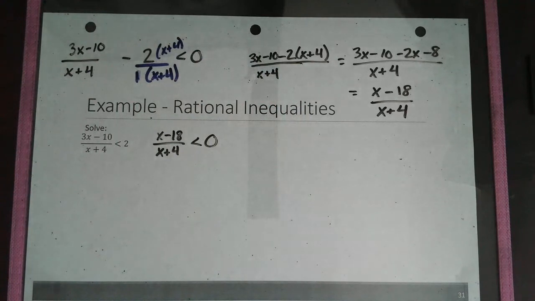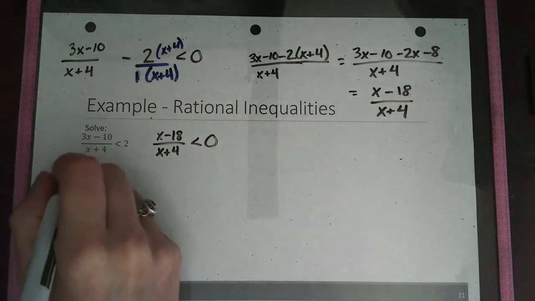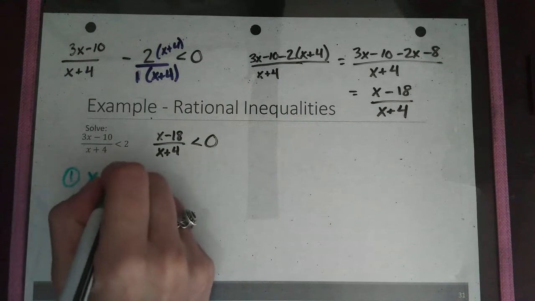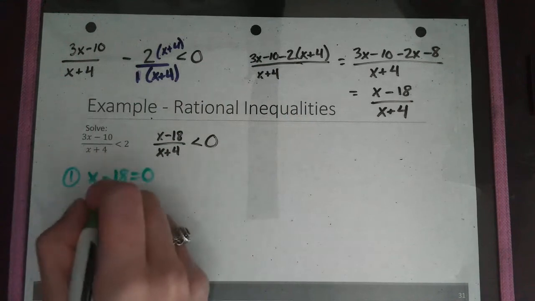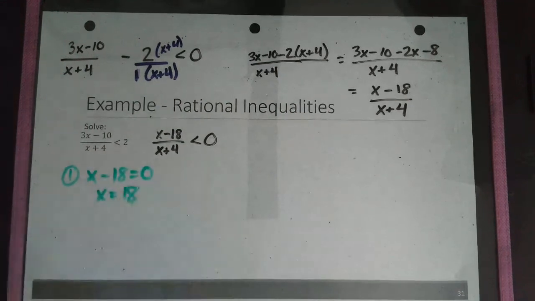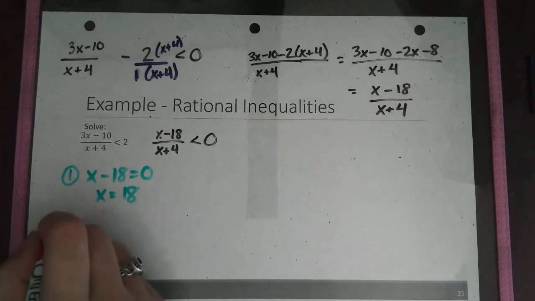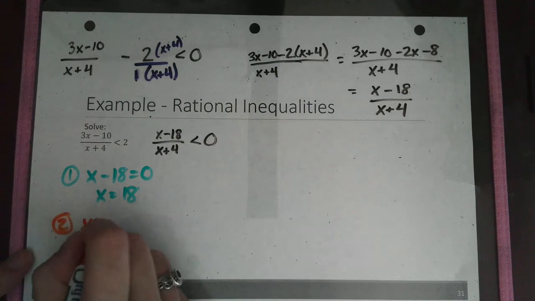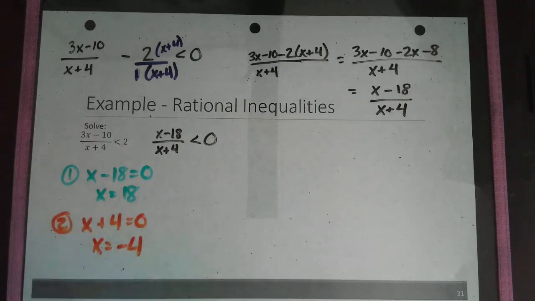So then we just do our steps. Step 1, set the numerator equal to 0. If x - 18 = 0, then x is equal to 18. For step 2, we set our denominator equal to 0. If x + 4 = 0, then x equals -4.